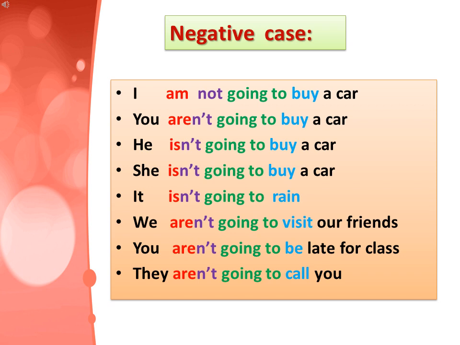So here the difference between affirmative and negative is that we add not. We add not between the auxiliary am, are or is and going to. Okay, and notice the verbs, they are always infinitive: buy, rain, visit, be, call. No change. What changes is be, so you conjugate it only, and the rest doesn't change.